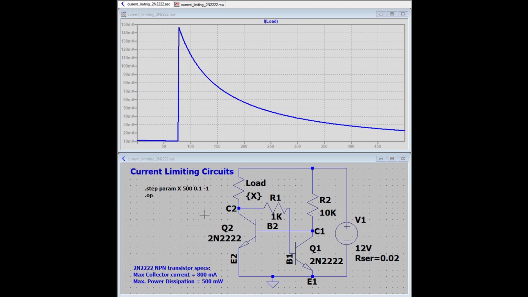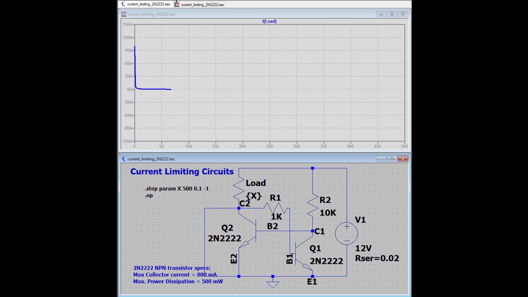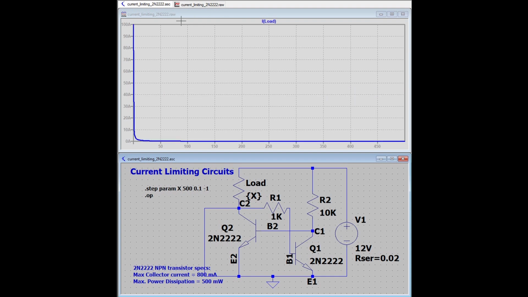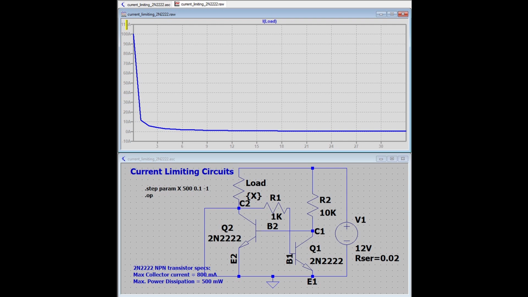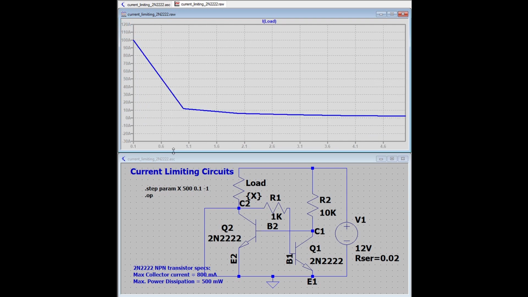Here is what happens when we short circuit the load to ground. The current bypasses Q2 and goes straight through. But back to the video.